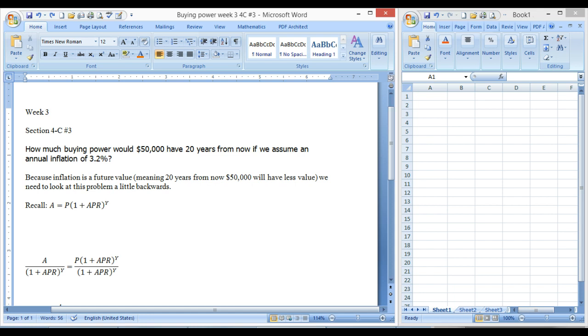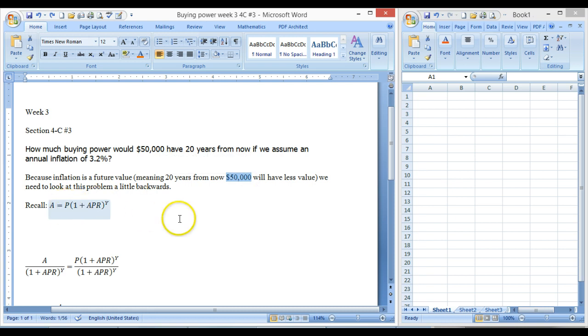So please recall that our formula, A, the final amount, equals P, the initial amount, times the parentheses 1 plus the APR raised to the Y. Now, because I want to find 50,000 before it gets to that point, that's why I'm looking at it backwards. Another way of thinking about it is A is typically a larger value because P is the initial value. So I have the initial and I compound it annually with the APR and then I end up with a larger value. So what I'm looking at is that 50,000 is going to be the A, and I'm looking for the P.